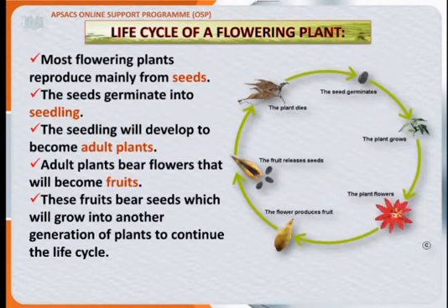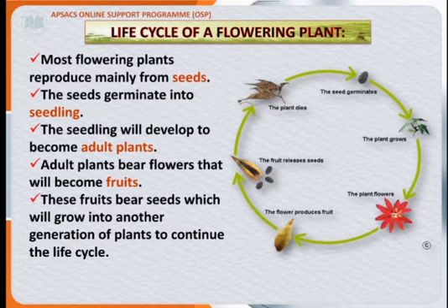Life cycle of a flowering plant. There are 5 stages in the life cycle of a flowering plant: seed, seedling, young plant, adult plant with flowers, and fruits. Most flowering plants reproduce mainly from seeds. Then these seeds will germinate into seedlings. Then seedlings develop to become young plants.